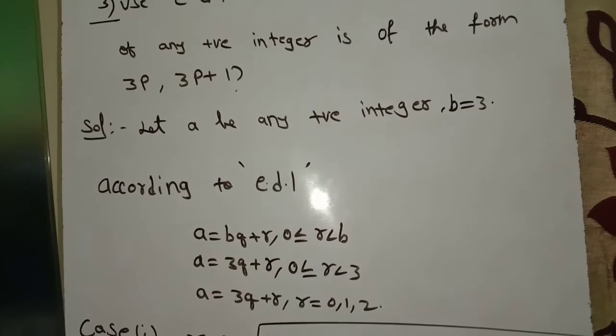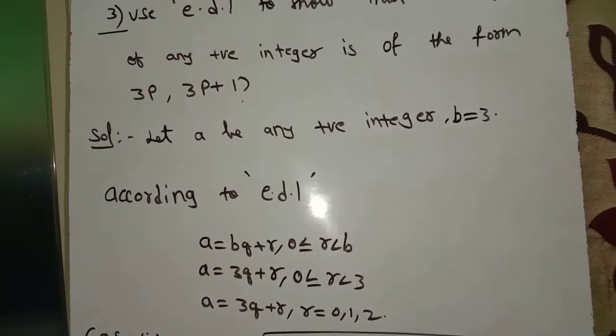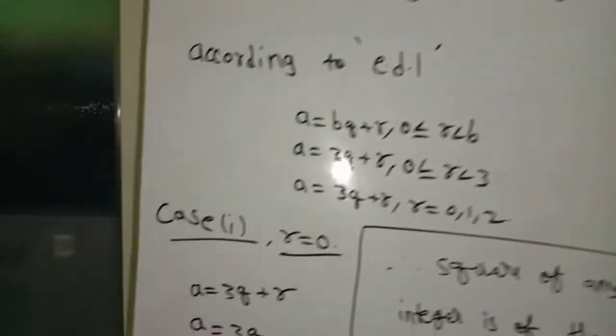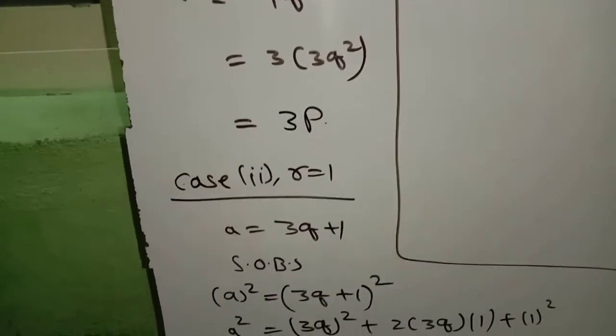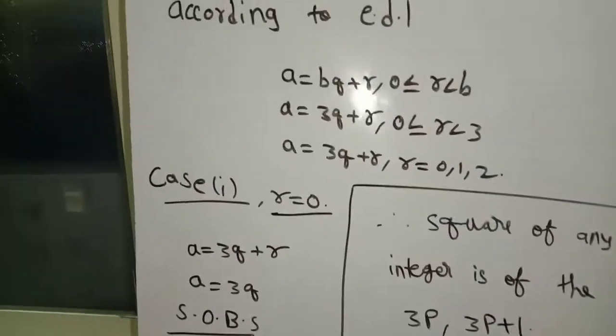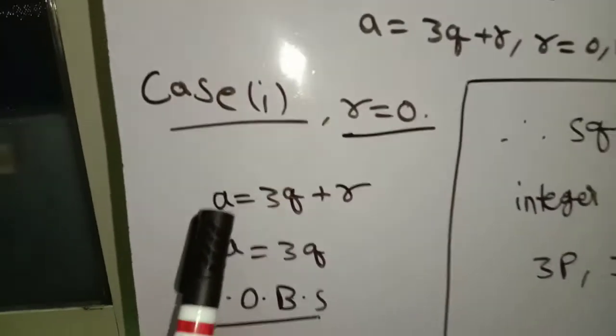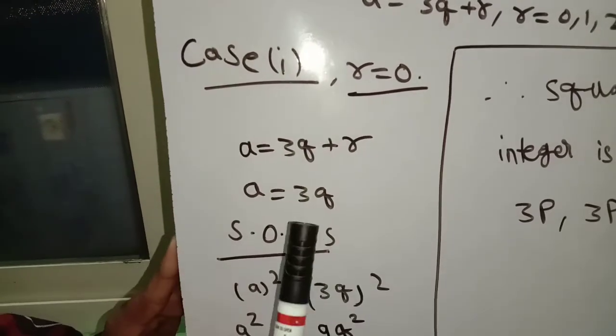So friends, in the sum there are 3 cases totally. Case 1, r is equal to 0, case 2, r is equal to 1, and case 3, r is equal to 2. So let's see case 1. In case 1, a is equal to 3q plus r. We know r is equal to 0, so a is equal to 3q.